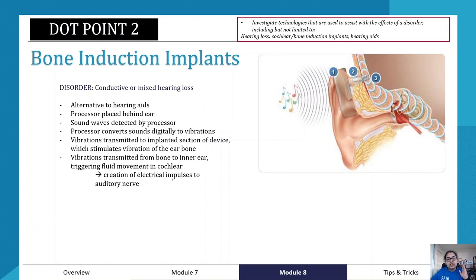So vibrations are transmitted from the bone to the inner ear, and that is triggering fluid movement in the cochlea, and that will then lead to the creation of electrical impulses from the cochlea, so that it can be sent to the auditory nerve via the brain. So this is where we are focusing on amplifying the sound and sending it straight through, and that's why we've got an implant inside the ear as well.